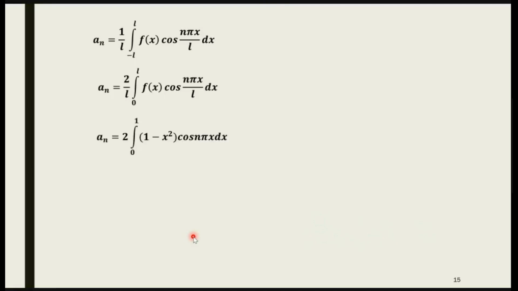Substituting for f of x and L. L is equal to 1 here. So 0 to 1, 1 minus x square is the function, cos n pi x dx. Again use UV rule or integration by parts. 1 minus x square को u लेना है, cos n pi x को v लेना है. Use the generalized rule for integration by parts.